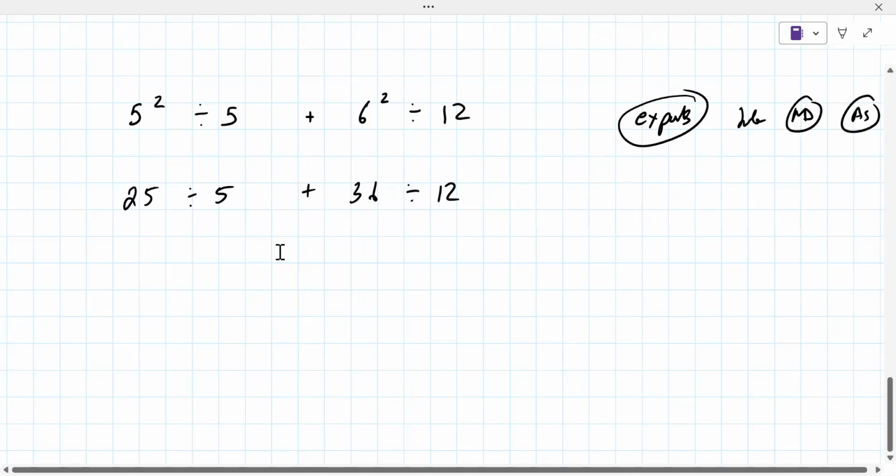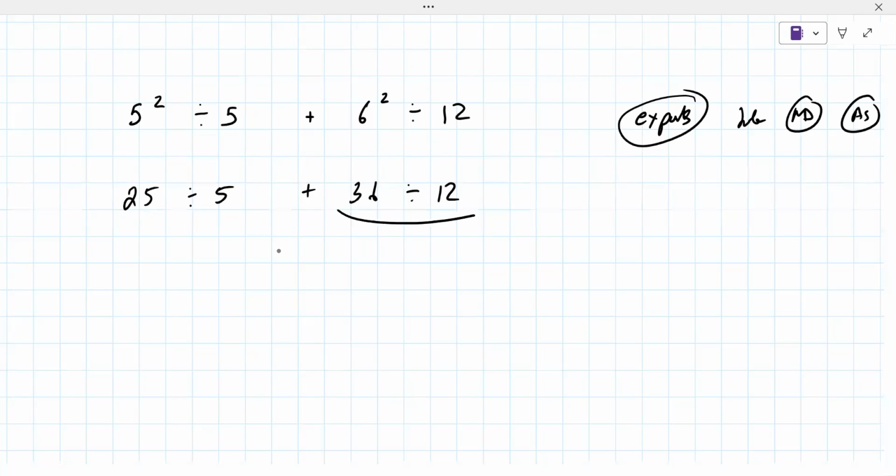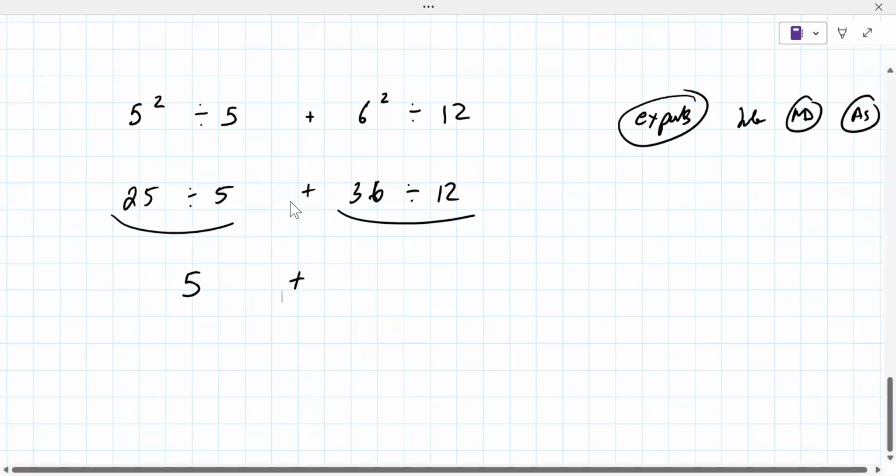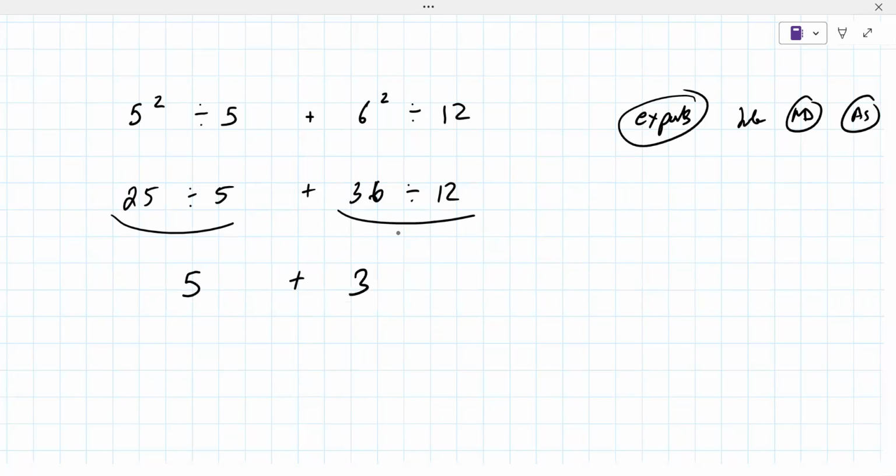Okay, I got 3. For which one? Oh, well, for the whole answer. So what is 25 divided by 5? Oh, okay. 25 divided by 5 is 5. And 36 divided by 12? 3. Okay, so add these together. 8. 8.